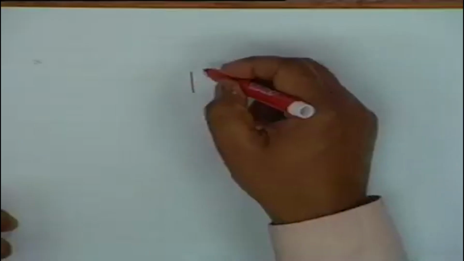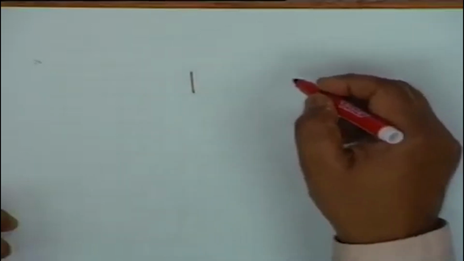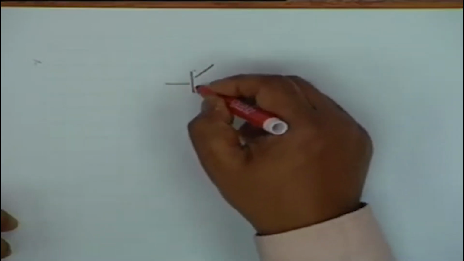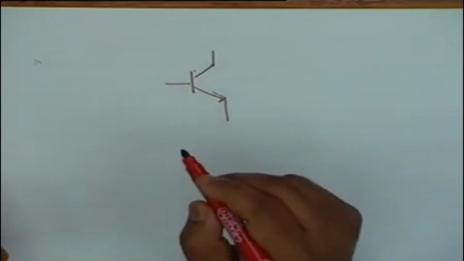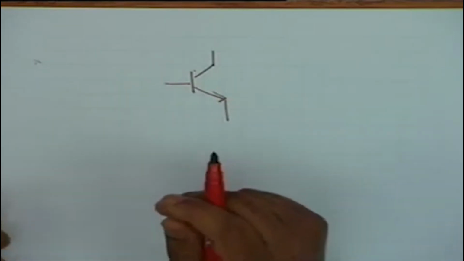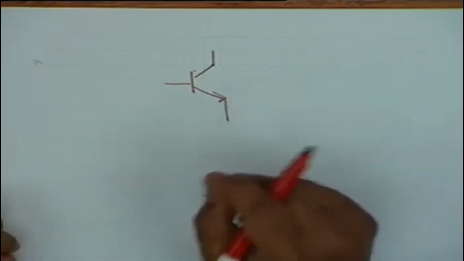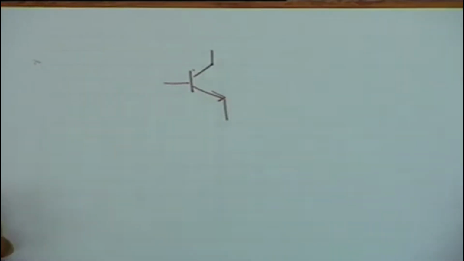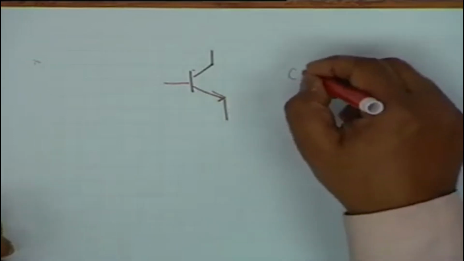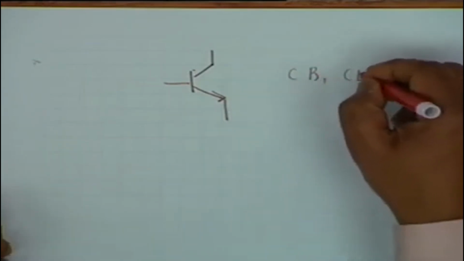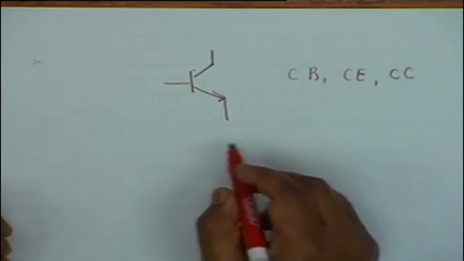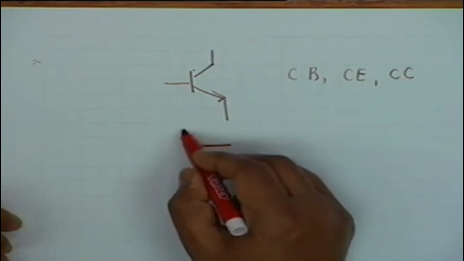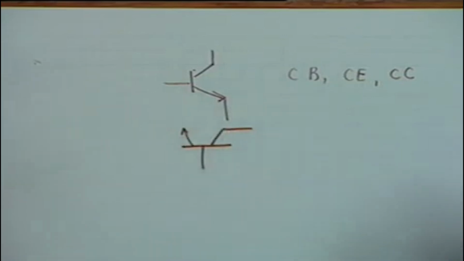All right? Okay. Now, let's take a transistor symbolically. You know, this is the symbol for an NPN transistor. Depending on the common terminal between the input and the output, there are three kinds of configurations. These are called common base, common emitter, and common collector. Well, a common base transistor is like this. It is simply a reorientation of the terminals.